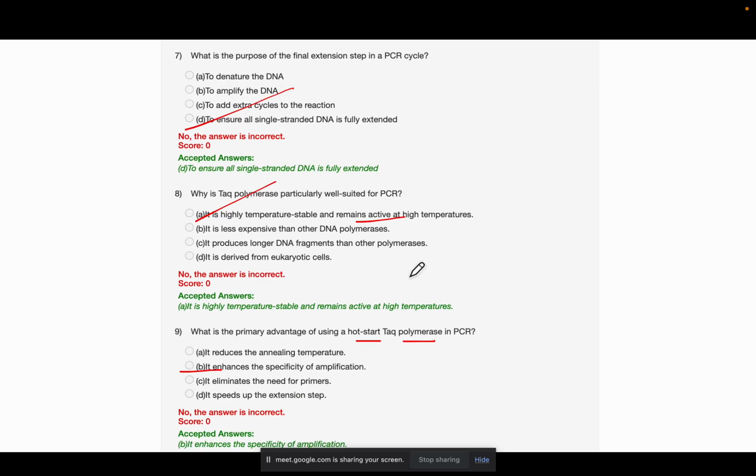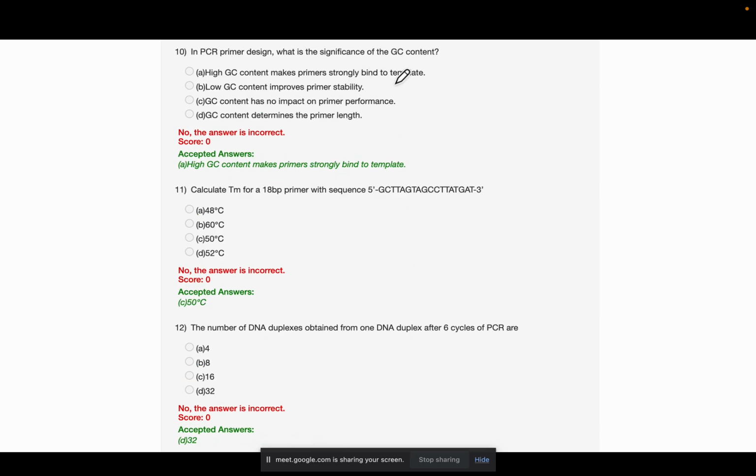In PCR primer design, what is the significance of GC content? So when you do these things practically, whenever you are designing a primer, you will keep in mind what is the percentage of GC in your primer length. There is a significance of GC content, because we know that as we increase GC, the melting temperature, or the TM value, or the annealing temperature is also increased.